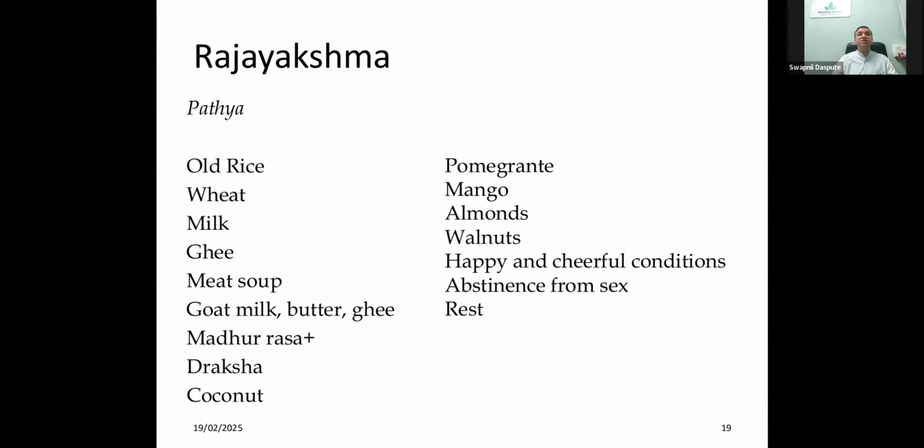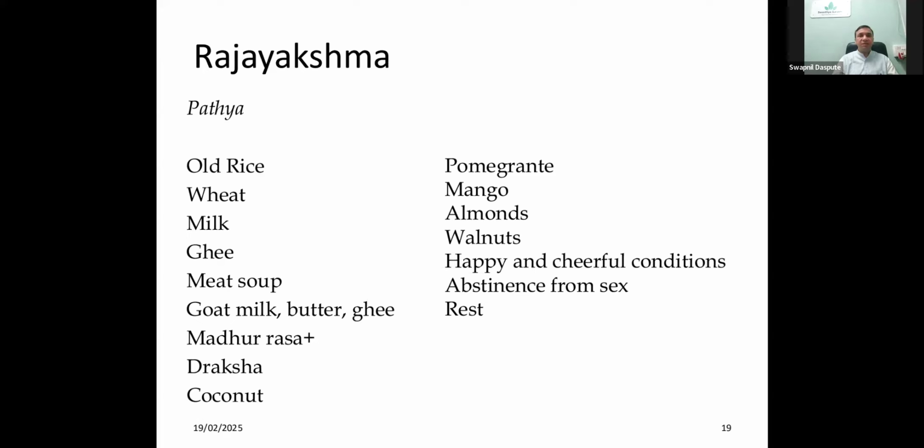Happy and cheerful conditions. So, the mental state of these patients is disturbed. So, happy and cheerful conditions around will help the patient to recover faster. Now, this is true with any psychological disorder or any severe disease. More so in Rajayakshma, a happy and cheerful environment around will help the patient to boost their morale and will help to recover faster.